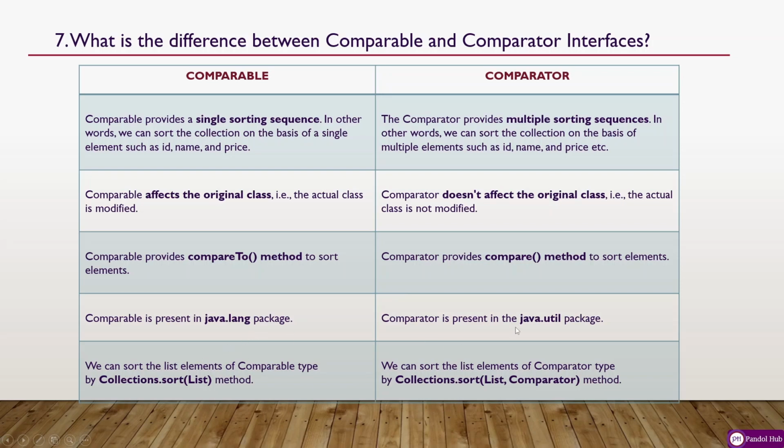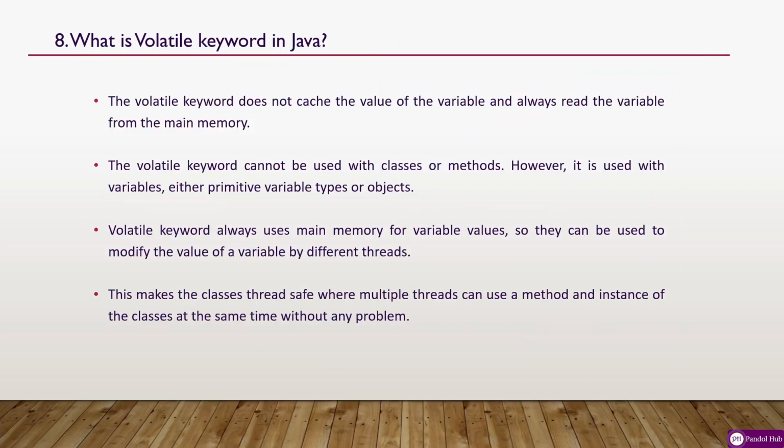Okay, so the next question, what is volatile keyword in Java? The volatile keyword does not cache the value of the variable and always reads the variable from the main memory. So if you create a variable with a volatile keyword, then every time the value of the variable is read, it is read only from the main memory and not from the individual caches.